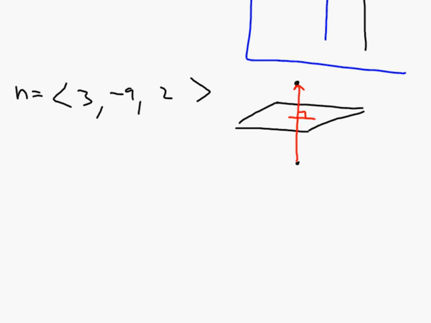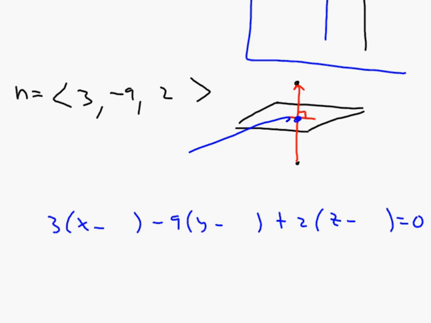We can start to write it right now if we wanted to. We could say it's 3 times (x minus something), minus 9 times (y minus something), plus 2 times (z minus something), equals 0. Well, the something now is this point we're interested in. But if we're equidistant from both points, you're going to get the midpoint, which means this is the midpoint of the line segment connecting this point and this point, which we can get by averaging the x values, the y values, and the z values.